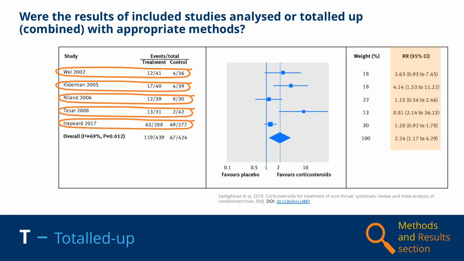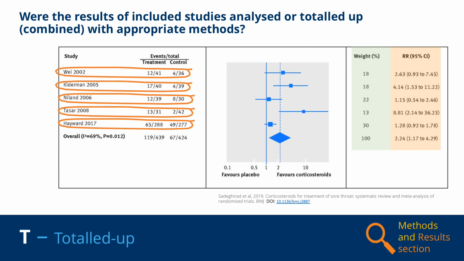The diamond at the bottom of the plot represents the overall pooled effect from the included studies. In a meta-analysis, weight is given to each of the individual studies according to the amount of information the study contributes, so that larger studies contribute more to the overall summary estimate than smaller studies. This is the correct way to pool the results of individual studies. Reviews should not simply count the number of studies that are positive and negative, or count the number with statistically significant and non-significant results to draw a conclusion.